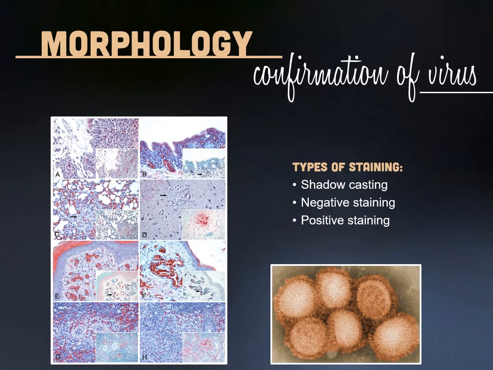In order to determine the morphology of a virus, a sample of the virus needs to be stained. Various staining methods can be used. For example, the shadow casting method, which deposits heavy metals such as platinum or tungsten onto the surface containing the specimen at an oblique angle. This creates a shadow of the specimen and the morphology can therefore be determined.